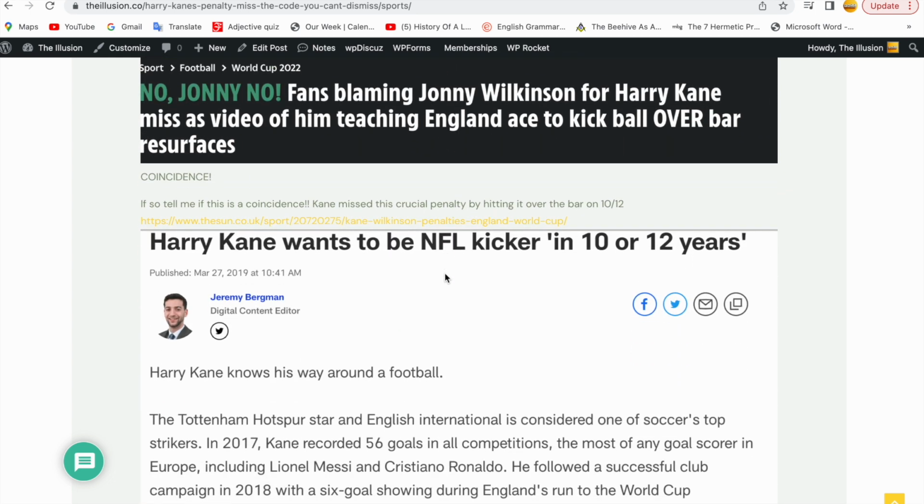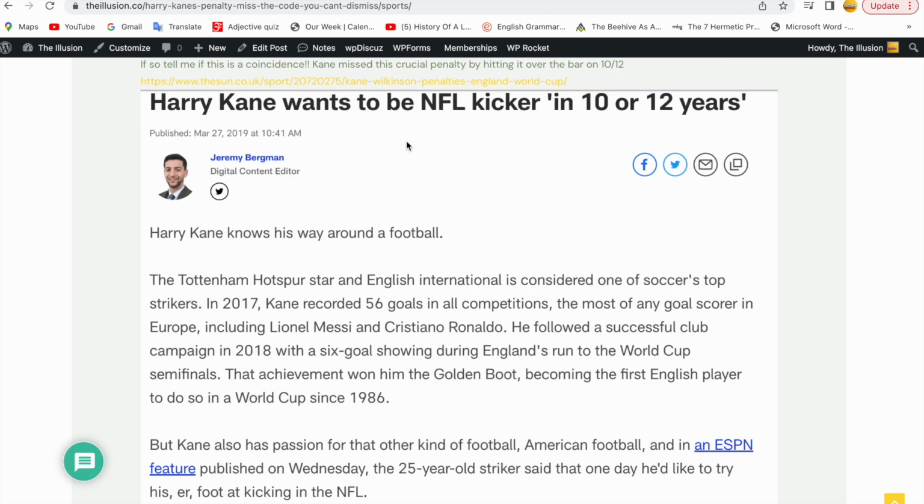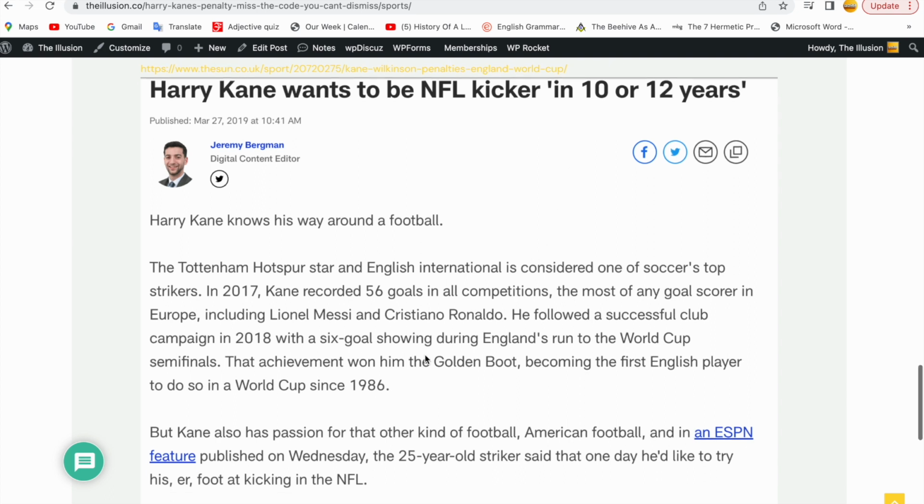Kane missed this crucial penalty by hitting it over the bar on 10-12, alright, the 10th of December. Harry Kane wants to be NFL kicker in 10 or 12 years. 10 or 12. Not 11. 10 or 12. Like the date he missed this penalty where he hit over the bar. Like an NFL kicker looks to hit it over the bar to get a field goal. Harry Kane knows his way around a football.